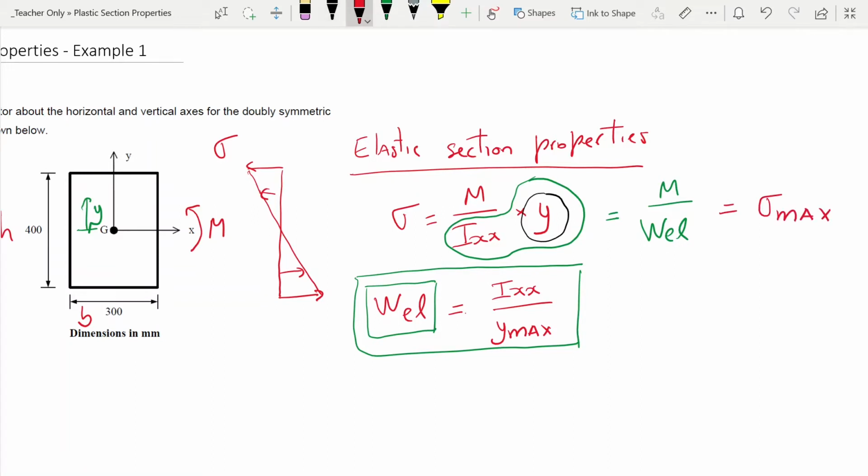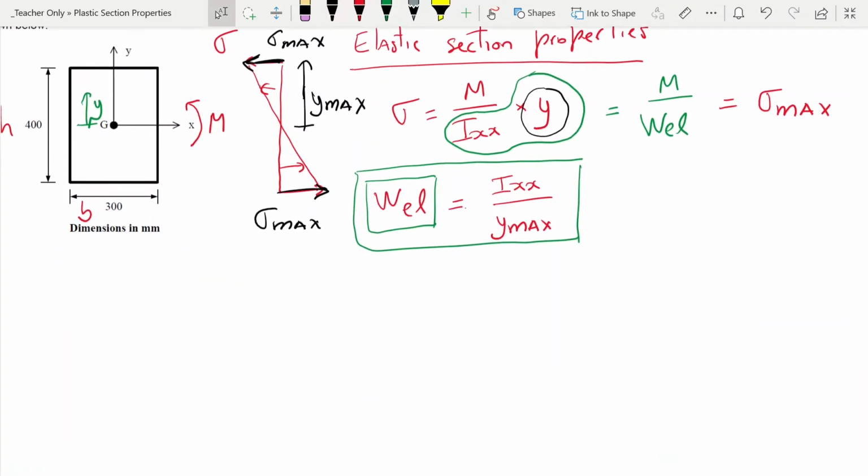So if you're interested in finding this value here, either this top one or this bottom one, let's call this sigma max, and there is also sigma max. To do that, we need to substitute y with the coordinate of that fiber, so we substitute it with y max. So with that in mind, we can now calculate both of these quantities.